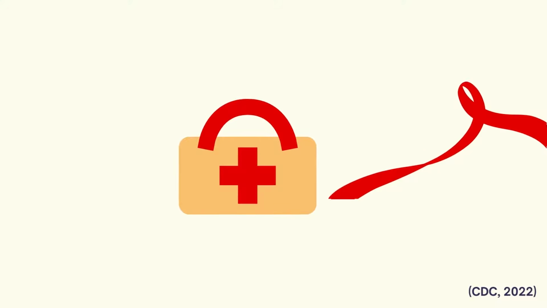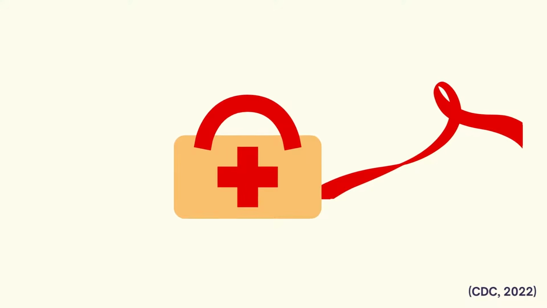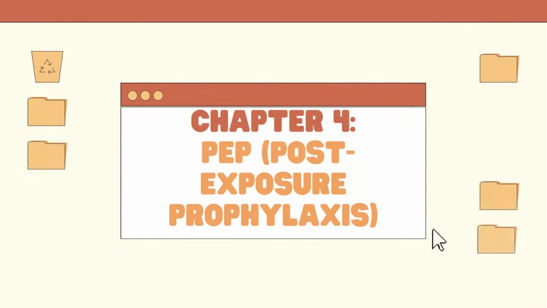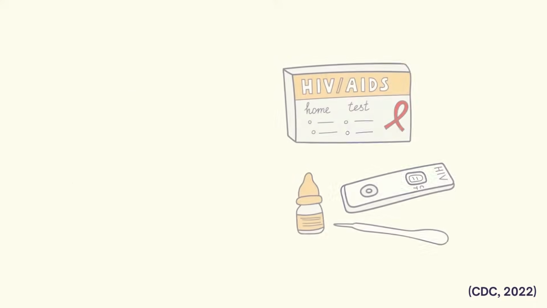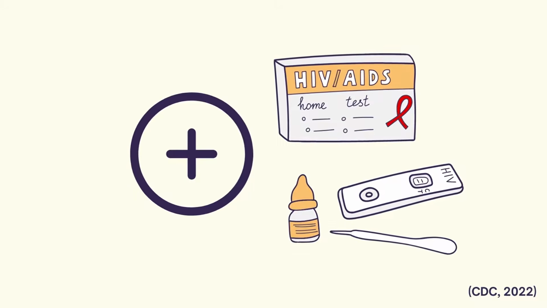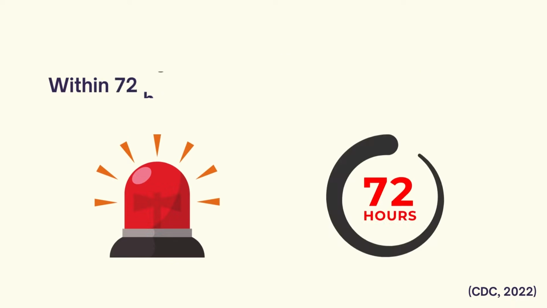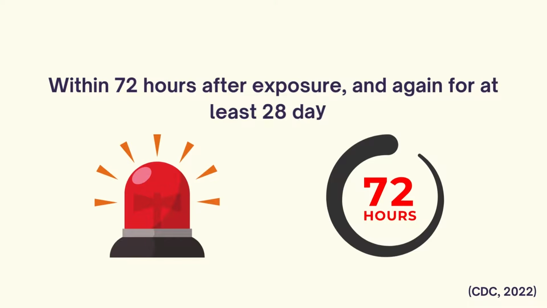But that's not all. Scientists have also found a way to help prevent AIDS following confirmed HIV infection. Chapter 4: PEP. PEP, which stands for Post-Exposure Prophylaxis, is a combination of 3 antiretroviral drugs which should be taken after a positive HIV test. Unlike PrEP, which is taken in preparation for HIV exposure, PEP treatment must be administered in emergency situations within 72 hours after exposure, and again for at least 28 days.